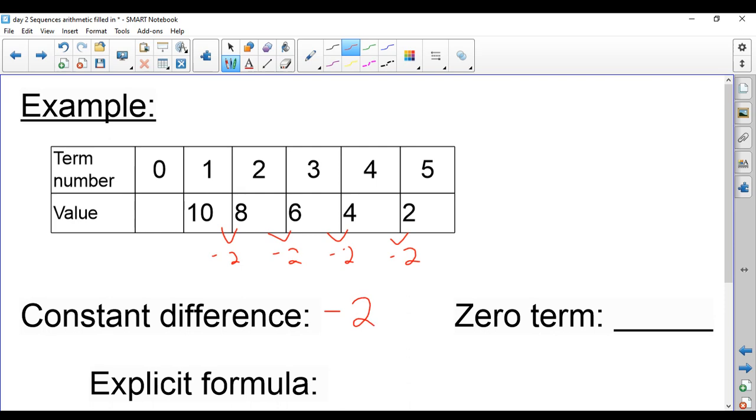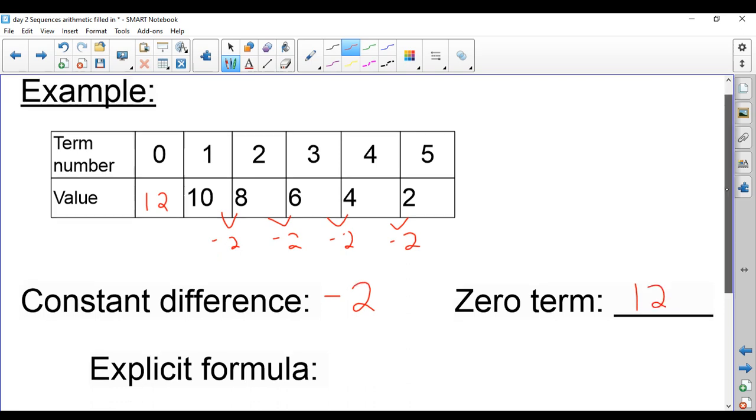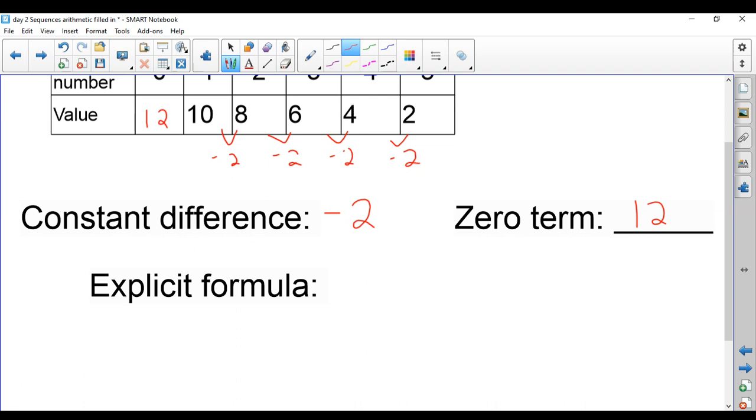Then I'm going to work backwards to find my 0 term. Going forwards, I subtract 2 each time, so going backwards, I would add 2. 8 plus 2 is 10. 10 plus 2 is 12. 12 is my 0 term. To write the explicit formula, I take my constant difference times n and then add the 0 term.